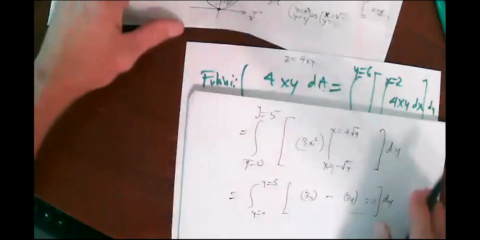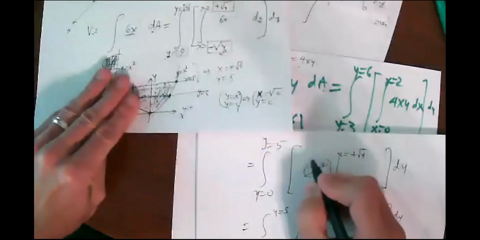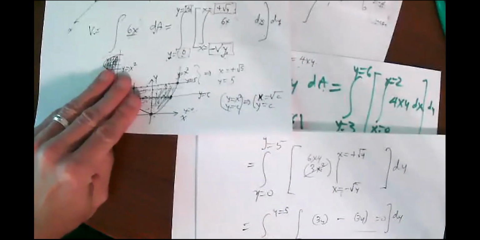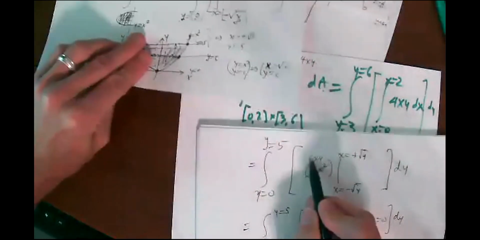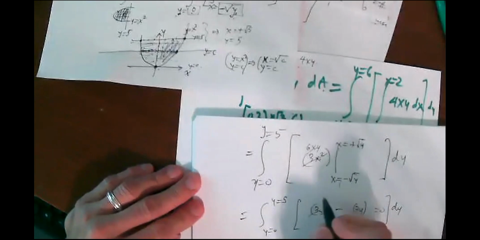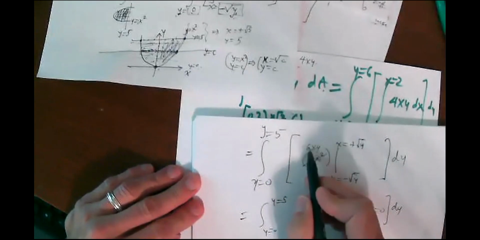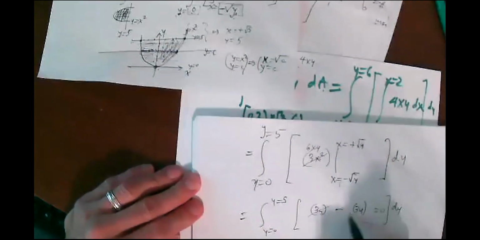All that stuff is still the same. But at this moment, you would be integrating 6y with respect to x. That antiderivative would be 6xy, right? Because 6 is a constant and y is also a constant. So you have that constant times x. And now when you stick in these two endpoints, what you will get will be 6 square root of y times y minus 6 times the negative square root of y times y.